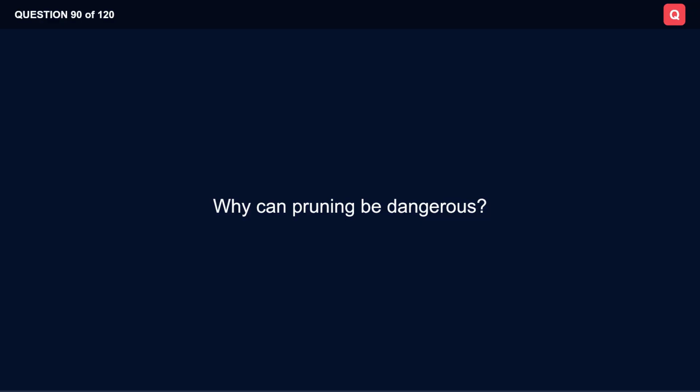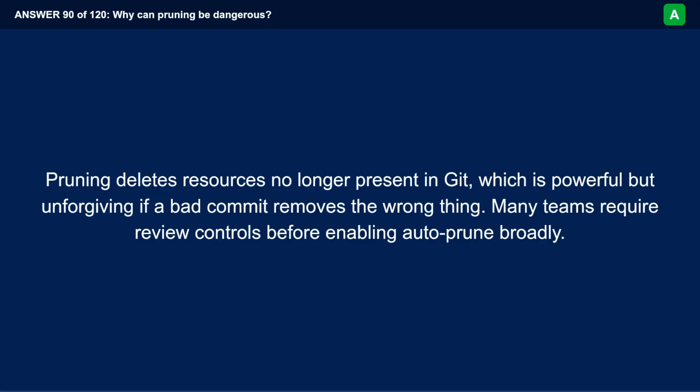Why can pruning be dangerous? Pruning deletes resources no longer present in Git, which is powerful but unforgiving if a bad commit removes the wrong thing. Many teams require review controls before enabling auto-prune broadly.